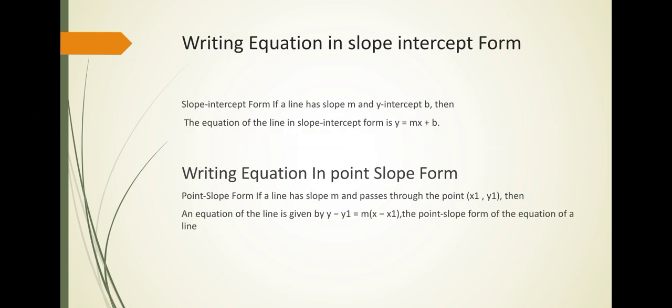Next we are going to study writing an equation in slope-intercept form, and we need to understand how to write the equation in slope-intercept form. The form is y equals mx plus b, or we can call it y equals mx plus c. And writing an equation in point-slope form: if a line has slope, for example m, and passes through a point (x1, y1), then the equation of the line becomes y minus y1 equals m times (x minus x1). This is basically the equation of a line in point-slope form.